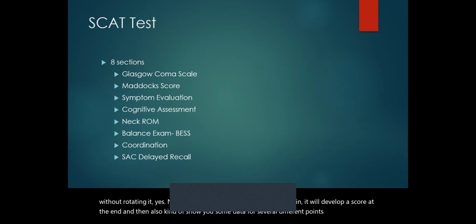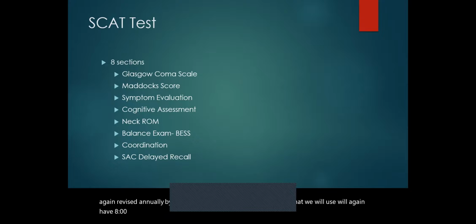Now, looking at this SCAT test, again, this is going to be that whole packet of several different things, revised annually by a lot of the leaders in the field. The ones that we will use will have 8 sections, and then there's also some information to parents, information to athletes, to coaches, even some pocket cards.